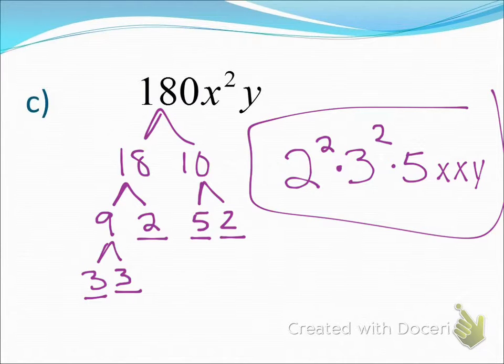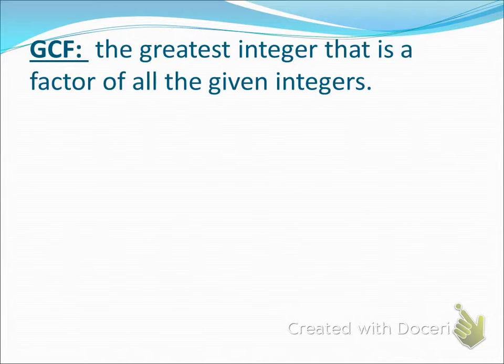Other questions? All right, next we will do GCF. GCF is the greatest integer that is a factor of all the given integers. GCF stands for greatest common factor. So greatest means biggest. Common, they both have it. Factor means it multiplies into. So the biggest number that goes into all the numbers that I give you. Sometimes you're finding the GCF of only 2 numbers. Sometimes it's 3 numbers. Sometimes it's 4 numbers.